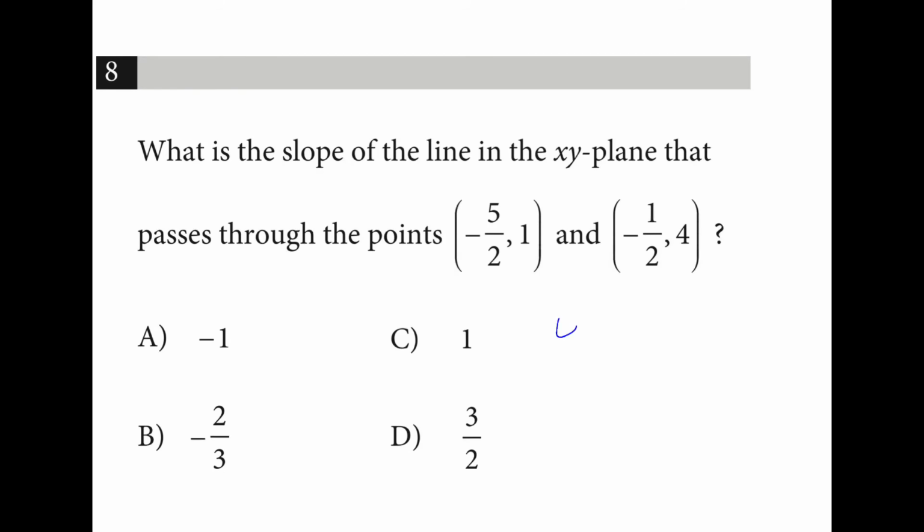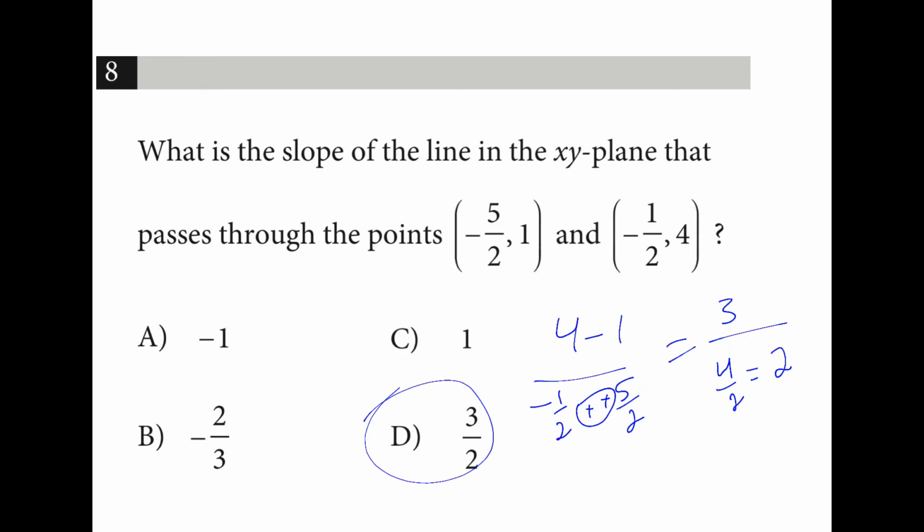I'm given a couple coordinates and I have to find the slope. So let's take 4 minus 1 all over negative 1/2 minus negative 5/2. So minus and a minus is going to be plus. So on the top I have 3, and on the bottom I have negative 1/2 plus 5/2, so that ends up being 4/2, which is just 2. So 3 over 2, D.